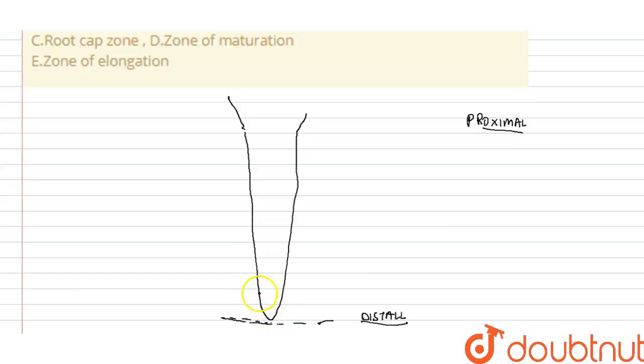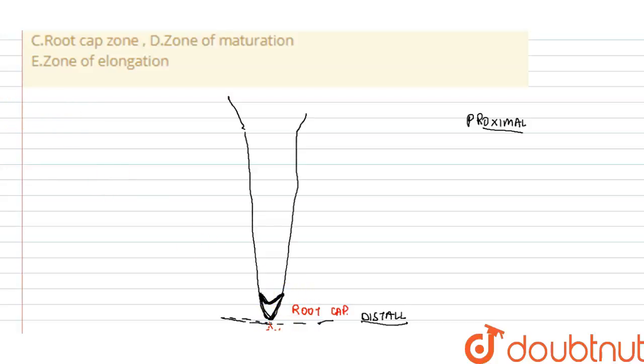At the distal part, the root is covered with a thimble-like structure, like this. This is the covering of the root that helps protect the root, plus it helps in the penetration of the root into the soil. This region is known as the root cap. It's a cap-like structure, and what is the function of a cap? To protect something. Here also it protects the root and helps in penetration inside the soil.